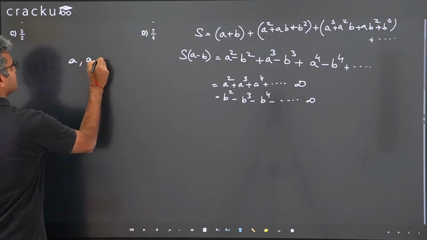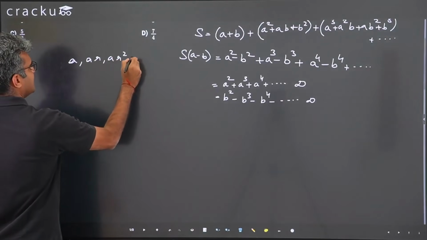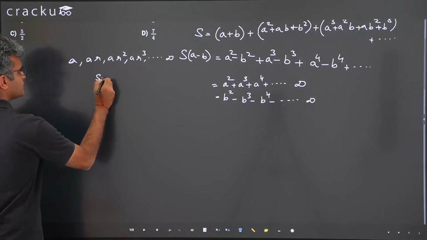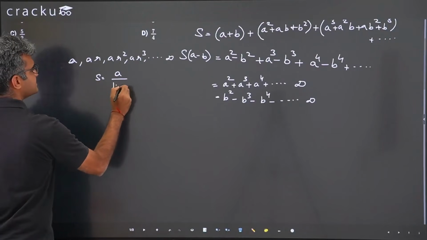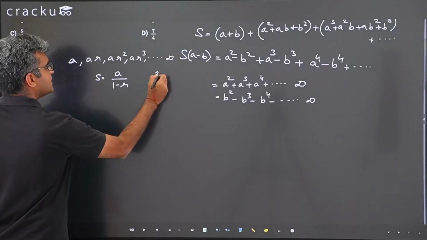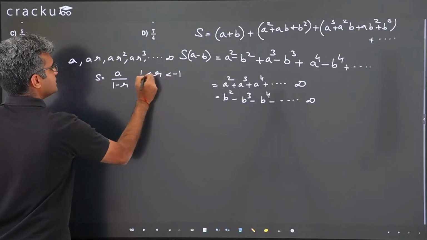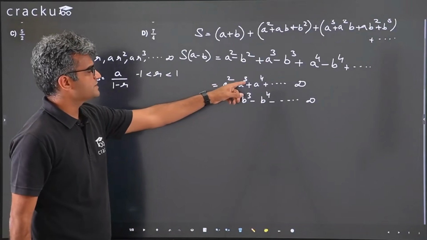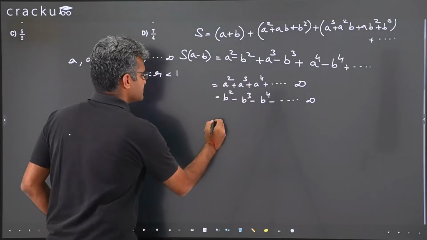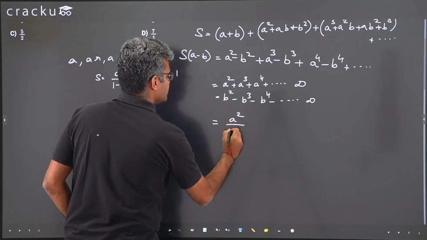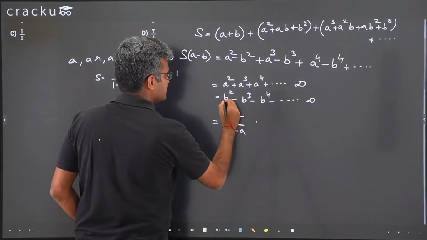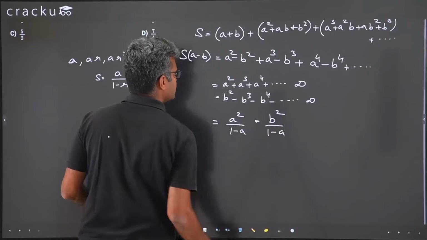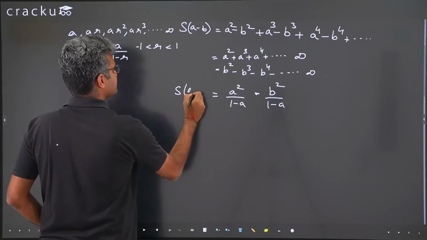We know the sum of an infinite geometric progression. If you have an infinite geometric progression of the form ar, ar^2, ar^3, and so on till infinity, the sum is a divided by 1 minus r. This is true if r lies between minus 1 and 1. So a^2 + a^3 + a^4 + and so on, that sum is equal to a^2 divided by 1 minus a, and this is minus b^2 by 1 minus b. This is the value of s into (a - b).